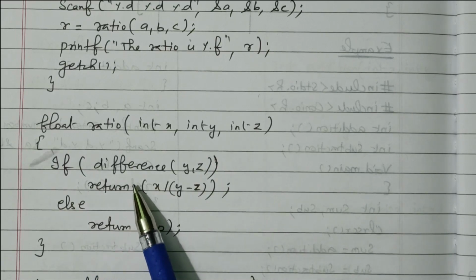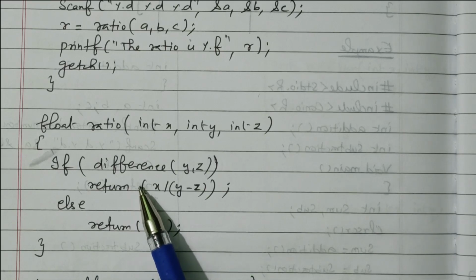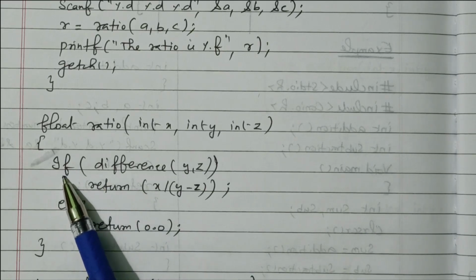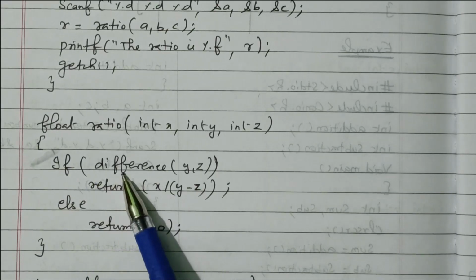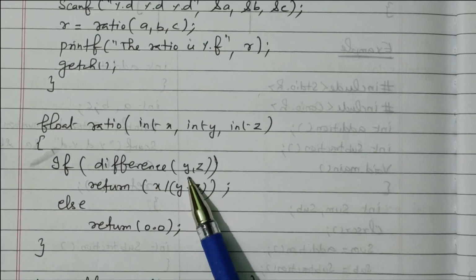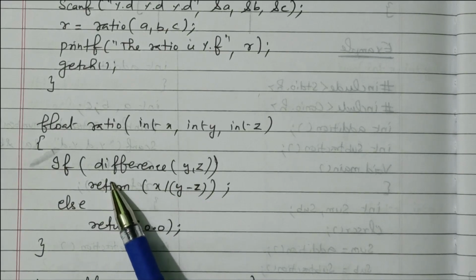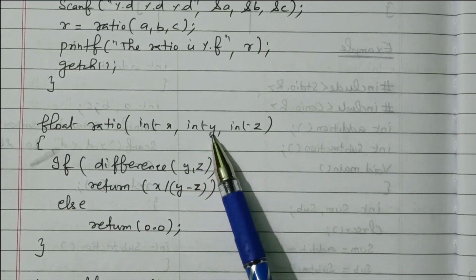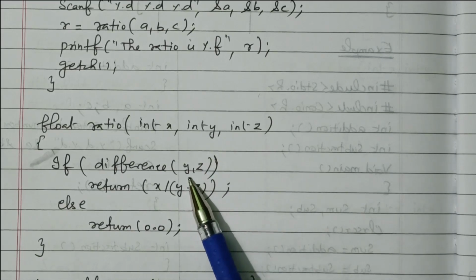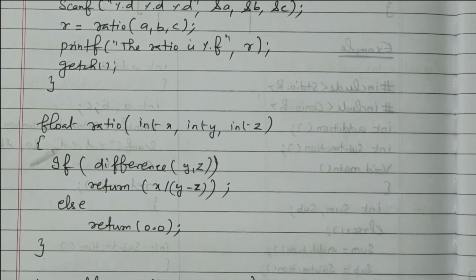Here we need to check this y minus z. We already discussed, y minus z is 0 means we cannot perform this operation. If it is non-zero, we can perform the operation. So we need to check this value. Inside the if condition we are calling one more function, difference. We are sending two variables y, z. Right? We are sending y and z because we need to find y minus z. So what will happen? The control will now transfer to another function.